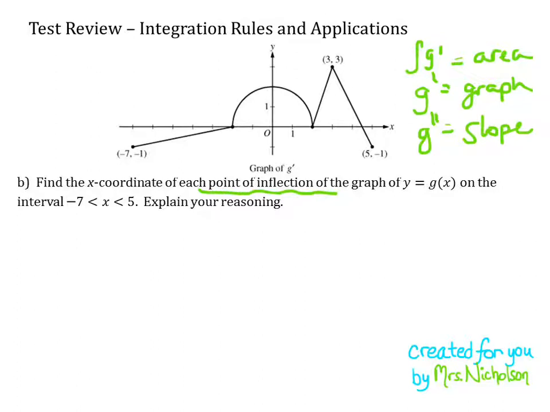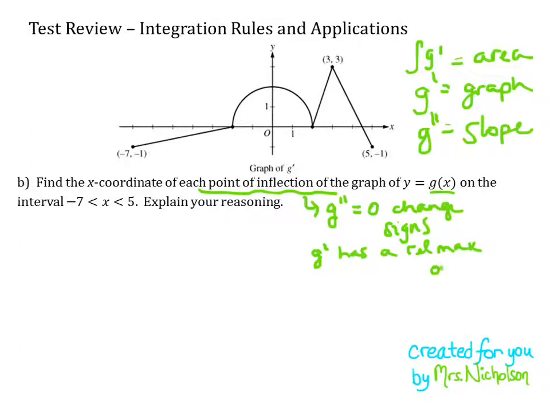So point of inflection of g. Now this is a note card. Point of inflection means, it's of g, so let's not call it f. That means that the second derivative has to equal 0 and change signs. But am I looking at the second derivative? I'm not looking at the second derivative. I really need something in terms of the first derivative. And if you remember, a point of inflection means that g prime has a relative max or min. That's the information that we're going to use for this problem.